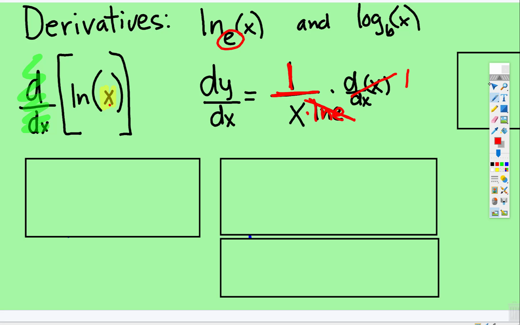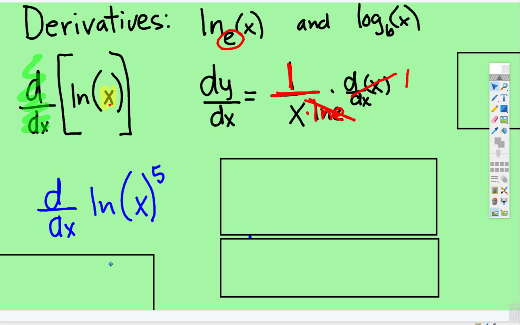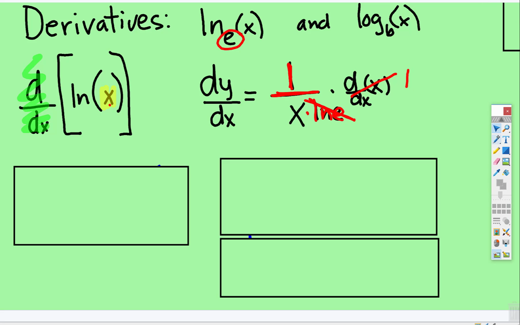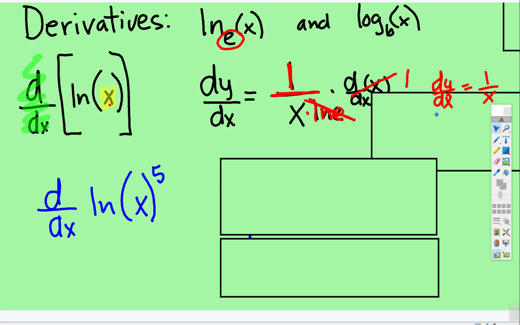So the derivative of the basic natural log of x is just 1 over x. And then I'm going to show you some other tips for how you can quickly decide. So remember, here's the rule.